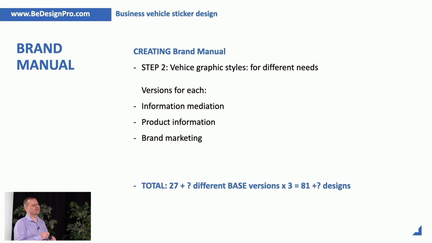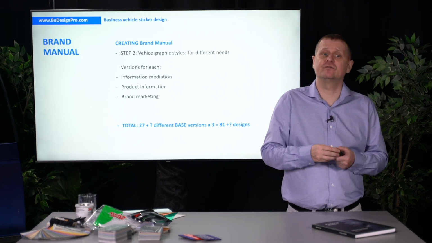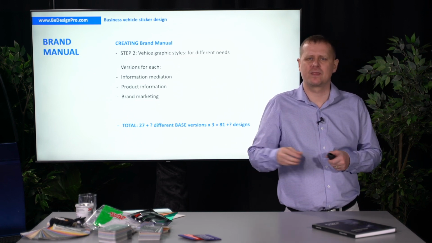Do you remember the vehicle graphic styles we've talked about before? For different marketing needs, there are all the other versions of each. Please also create an information mediation for those versions, for example, office worker cars, product information type of design for sales staff, for mechanics, and branding version for large areas like, I don't know, logistics. So now you have already turned the amount of 27 versions to 81 versions, as you make 3 versions to every first mentioned 27 models.